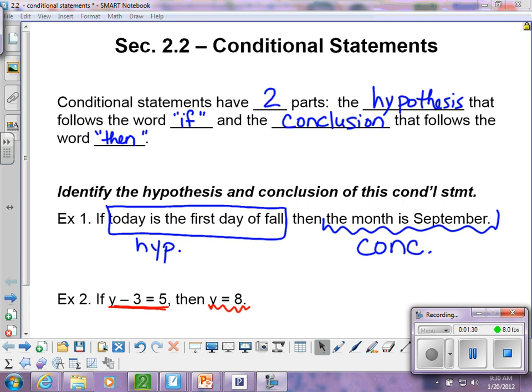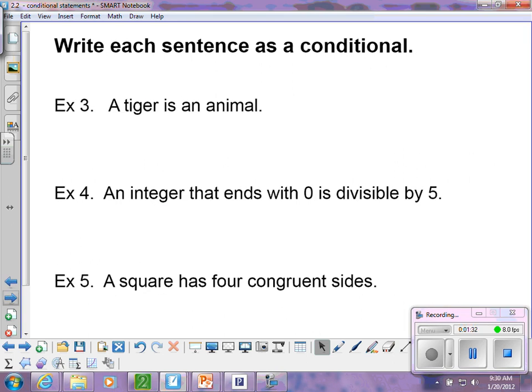Okay, we're going to rewrite each of these as a conditional statement, okay? Right now, are they conditional statements? No, they don't have the words if and then. And did you notice on the last slide that before the word then, there was always a comma? To be a math teacher, this is the one section that I look for that stuff, okay? So you have to do it. All right, write each as a conditional.